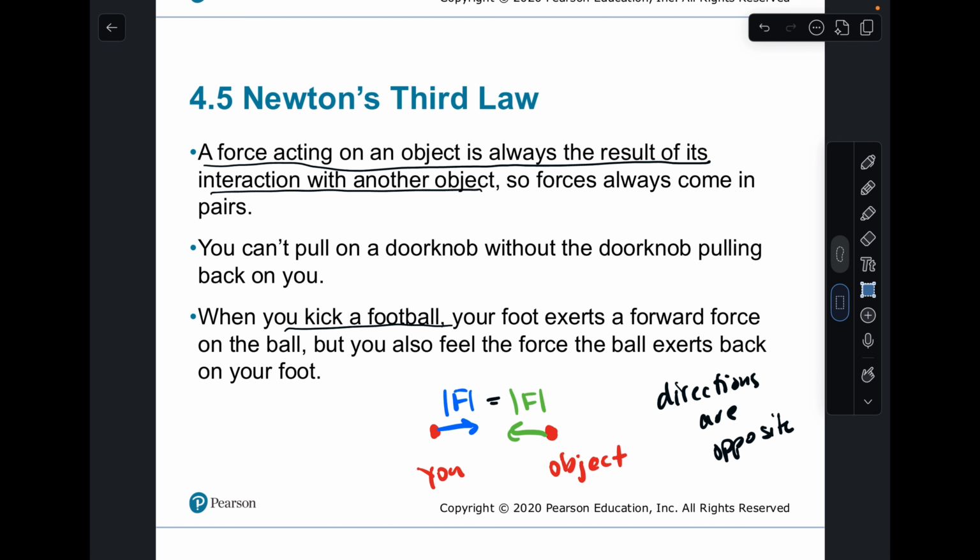So mathematically, Newton's third law is simply stating this. If we draw a free body diagram of us and the object that we're interacting with, then Newton's third law states that there's a force acting on us from the other object, and that is equal and opposite to the force of that object acting on you. Okay, same magnitude, different direction.